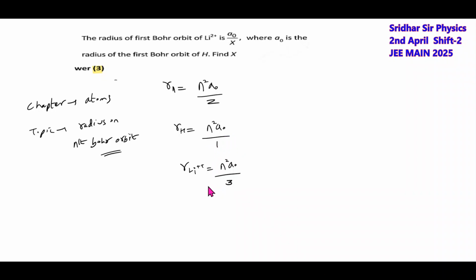The radius of the first Bohr orbit of lithium double plus to that of hydrogen: n square a naught by 3, over n square a naught, is 1 by 3. It is asking to get the value of x. X will be 3.